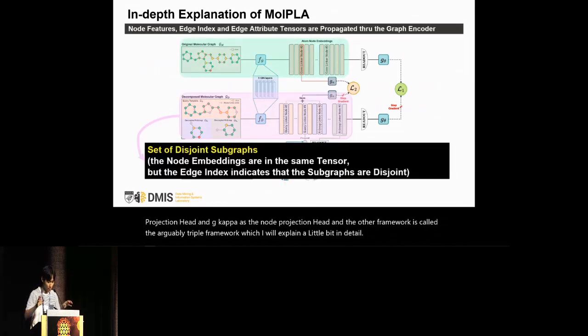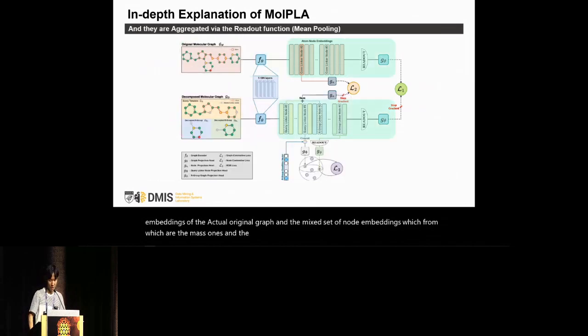So for the propagation and how to use this framework, you're given two different types of representations. The first one is the original molecular graph, and the second one is the decomposed molecular graph. And the decomposed molecular graph is actually a set of disjoint subgraphs, meaning that the node embeddings are in the same tensor, but the edge index indicates that the subgraphs are disjoint. So you basically propagate two different graphs through the same graph encoder, which you have on the top side: the node embeddings of the actual original graph, and the mixed set of node embeddings, which are the masked ones and the unmasked ones from the decomposed molecular graph.